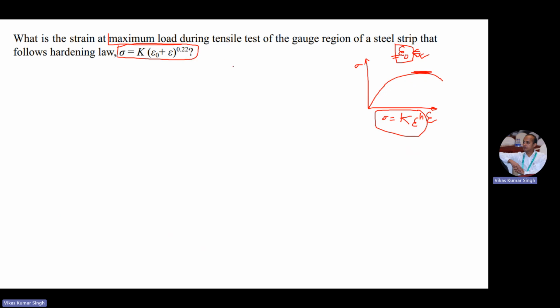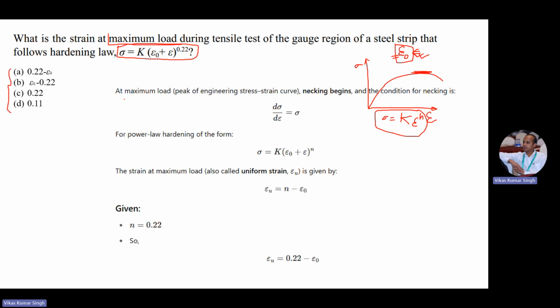According to this question, we have to find out which strain is correct out of these four. So you can see here, at the maximum load, the peak of the engineering stress-strain curve, necking begins, and the condition for necking is this. Condition for necking is this. So how is this coming? One of the questions is how this is coming. So I will show you.